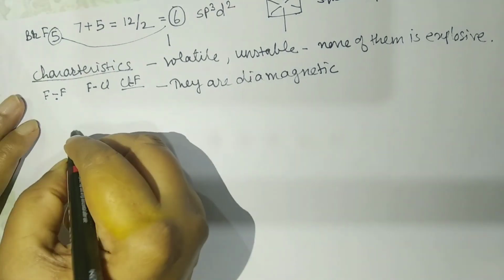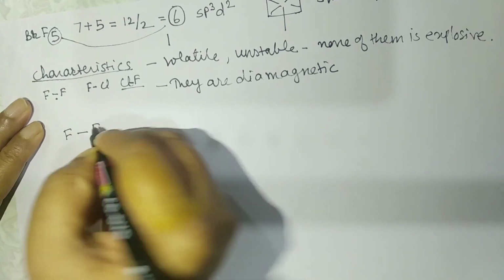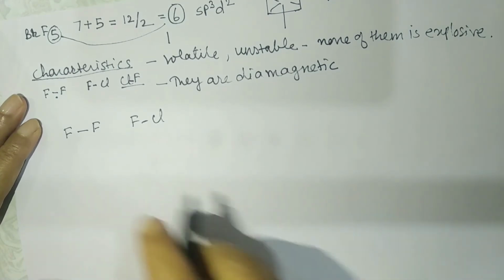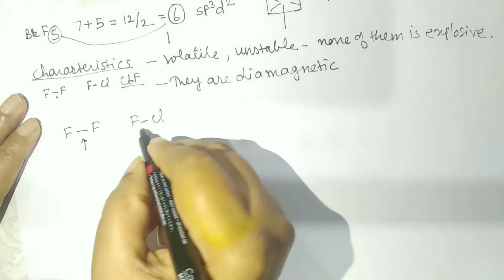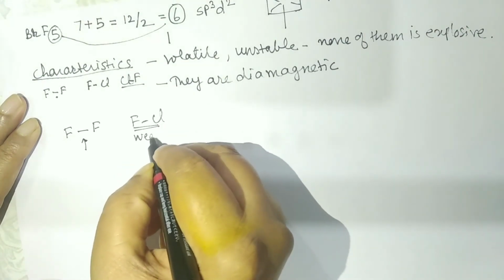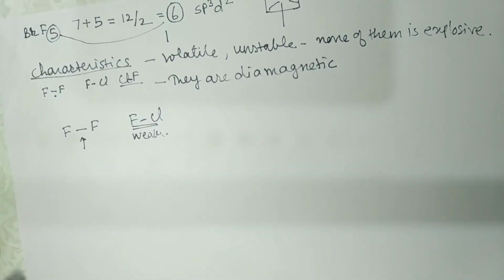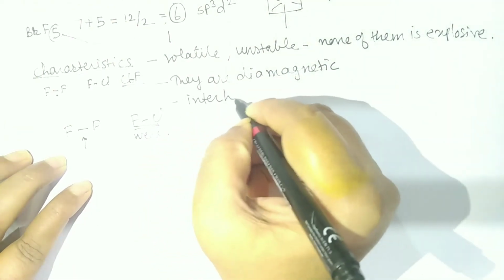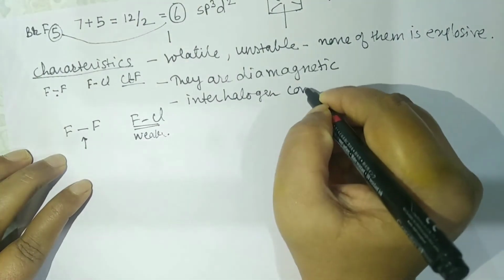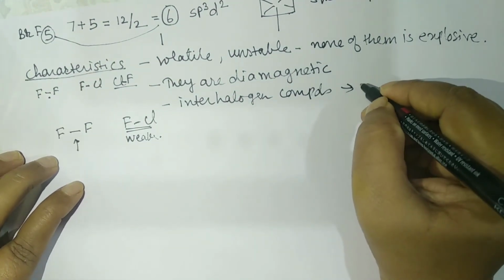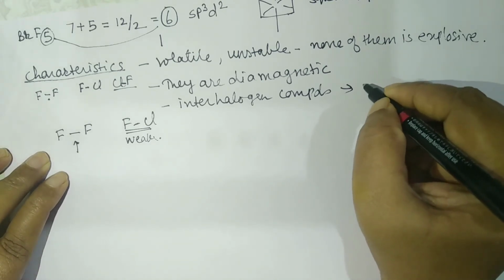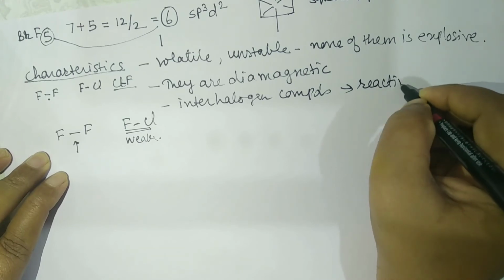Now, if I say a bond is present between F and F and a bond is present between F and Cl, then which bond will be stronger, students? The bond which is present here is stronger, while the bond here is comparatively weaker. Now, when the bond is weaker, the particular molecule is more reactive. So what I can say here is that interhalogen compounds are more reactive as compared to the diatomic halogens. So, I can write that they are more reactive.